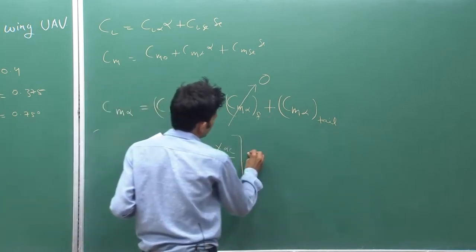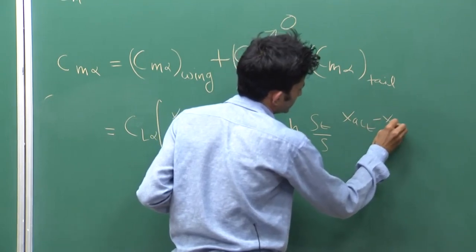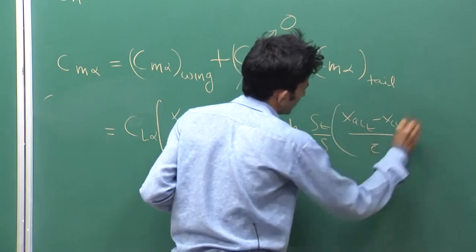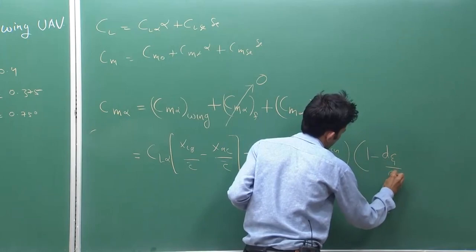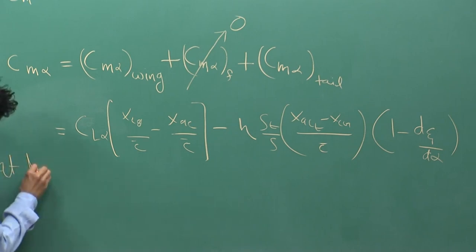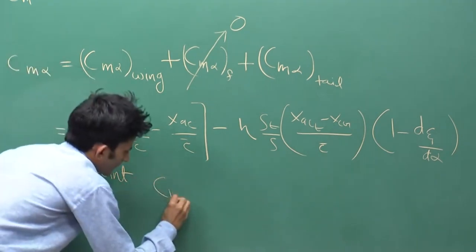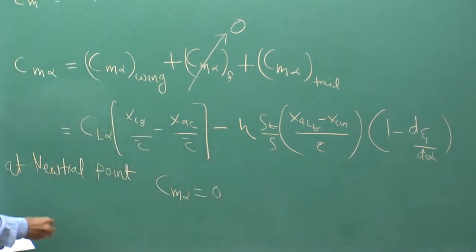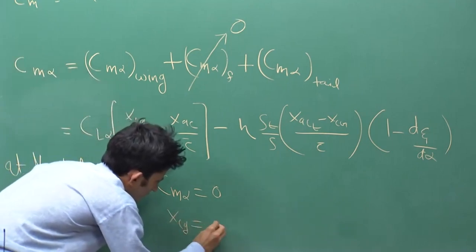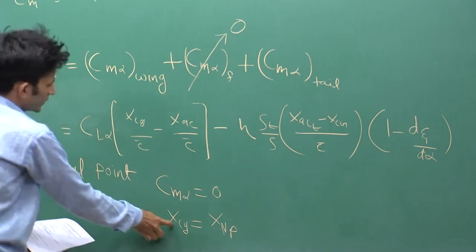And Cm alpha of tail is nothing but minus eta St by S into (xac of tail minus xcg) divided by c bar into (1 minus dou epsilon by dou alpha). This is the complete expression of Cm alpha. So you have to find the neutral point. At the neutral point, your Cm alpha will become 0 and xcg will reach the neutral point. So put Cm alpha equal to 0 and xcg equal to xnp in this equation.